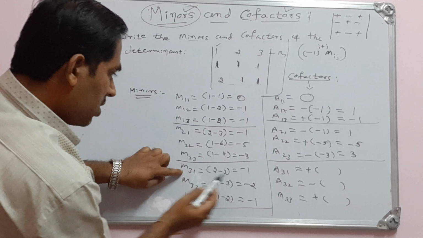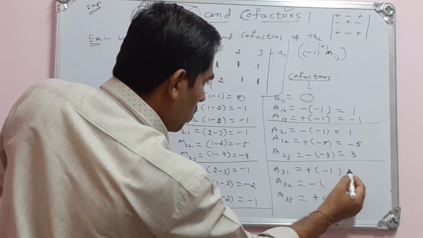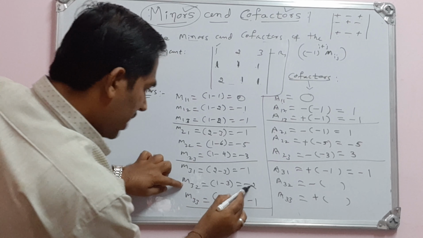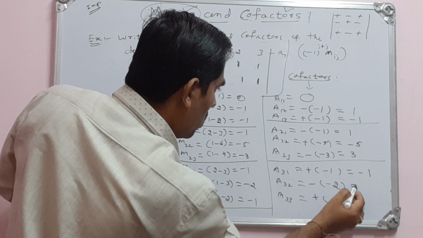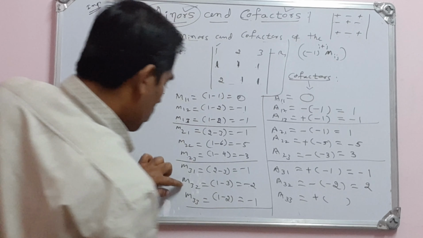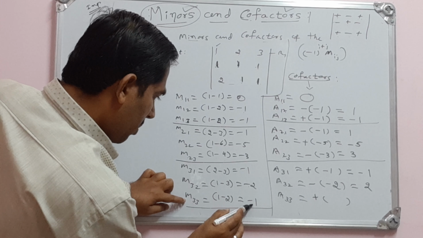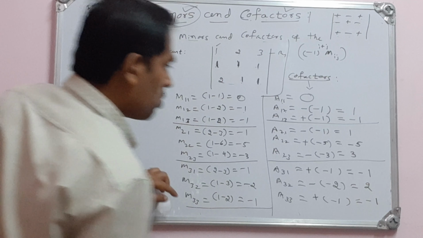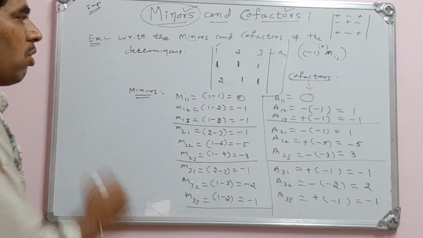Then M31: minus 1 is there, I attach this, so plus into minus gives minus 1. Then M32: I attach this minor here, minus 2, so minus into minus gives plus 2. Then for the last element, the minor is minus 1, so I attach minus 1, and plus into minus gives minus 1. So the cofactor matrix.